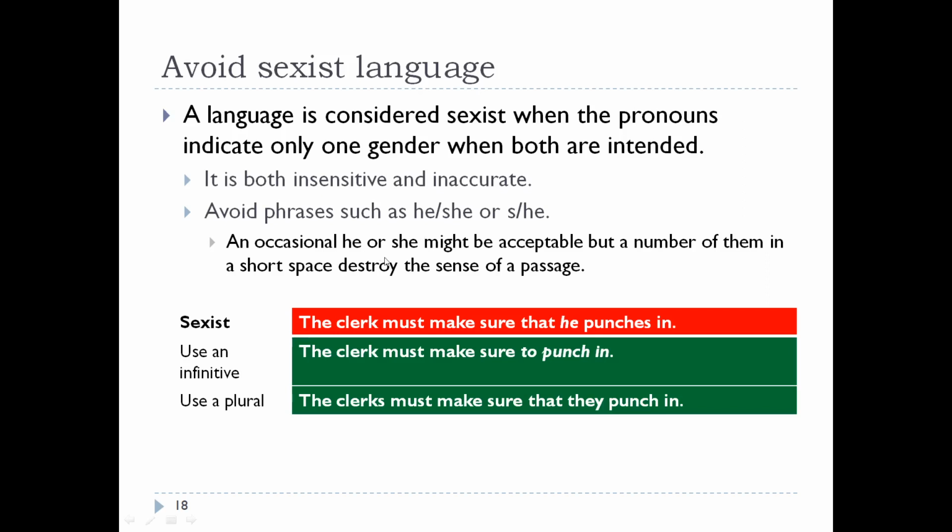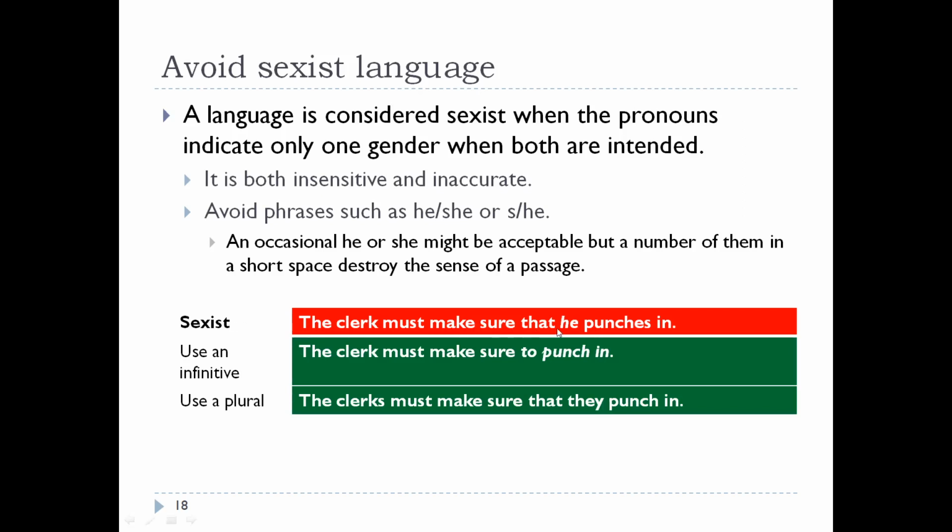Occasionally, if you say he or she, that might be acceptable, but if you use it frequently, then you would be destroying the sense of the passage, whatever you are talking about. You will ruin it by using the phrase he or she all the time. So you shouldn't be doing that. Look at these examples. The first example is not a good example. It is an example of sexist language.